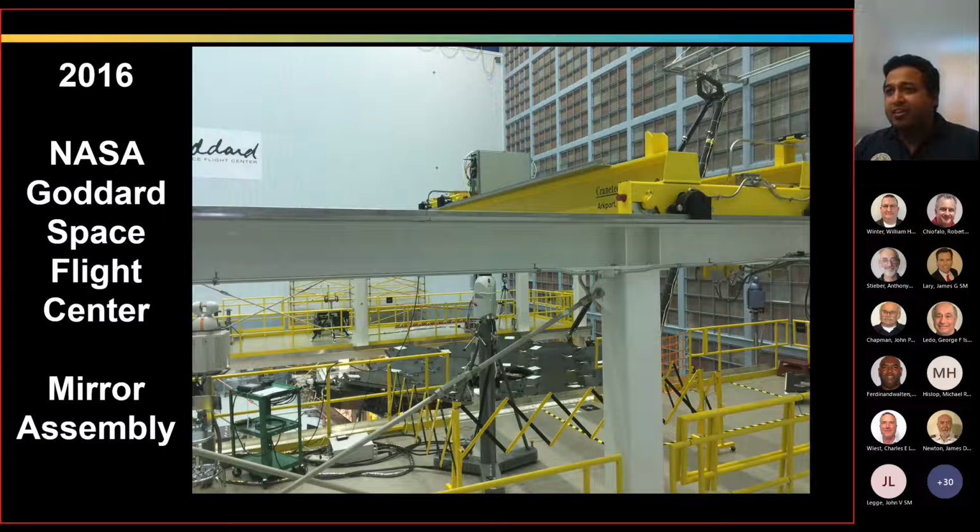So we are going back to the year 2016. This is when my friend Marty visited the Goddard Space Center to see the progress on the assembly of the telescope itself. So what you see here is basically the primary mirror before it was coated in gold.